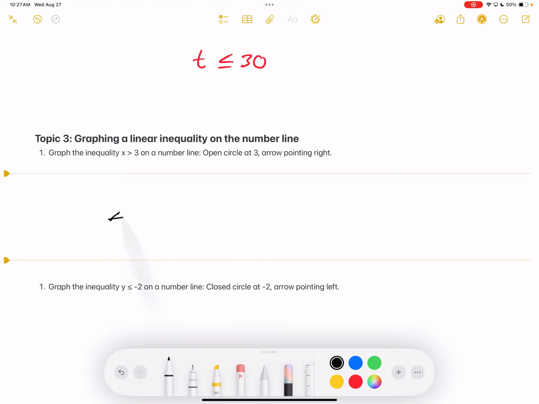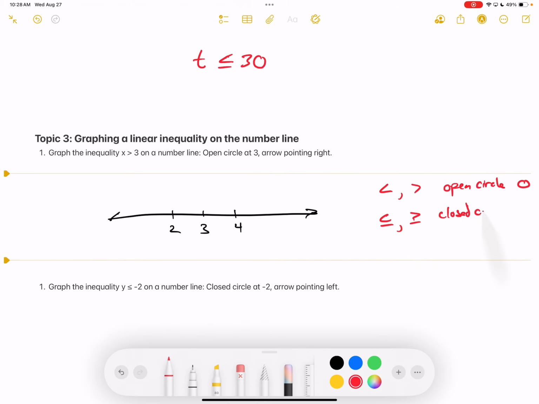All right, graph the inequality x is greater than 3 on a number line. I probably won't write out all my numbers here, but greater than 3. So the rule here is if it's less than or greater than, you do an open circle. If it's less than or equal to or greater than or equal to, you do a closed circle. That signifies that it does equal that number or it doesn't. So if it's open, that means it doesn't equal that number. So this is x is greater than 3. So I do an open circle, and it's greater than, so I go to the right.